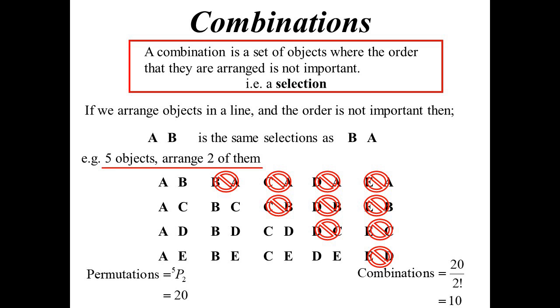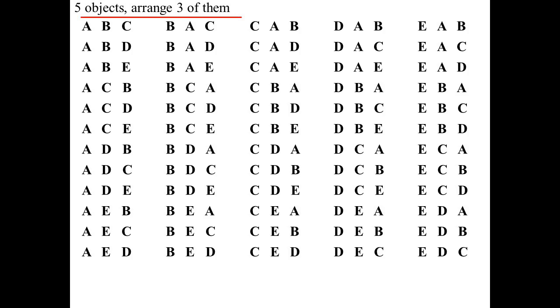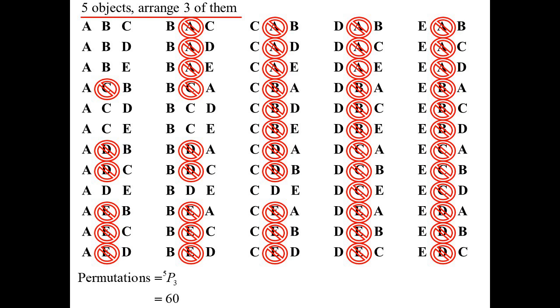So 2 factorial. What's the significance of that? Well, let's have a look if we arrange 3 of them. Okay, so 5 objects, arrange 3 of them. If it was a permutation, 5P3, which is 60. Again, let's cross out the ones that are doubled up and in some cases tripled up. There's a few more of these. Here we go. Let's get rid of all those. What are we left with? Well, we're actually left with 10.